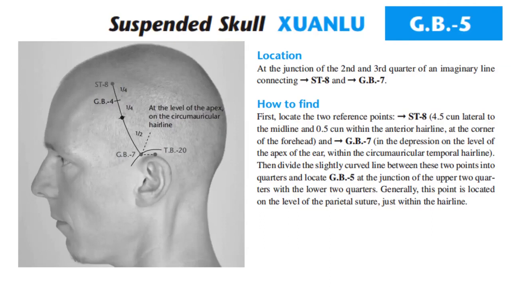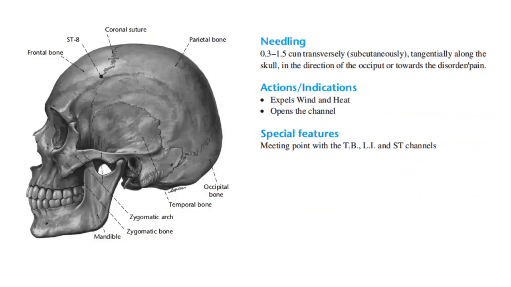Generally, this point is located on the level of the parietal suture just within the hairline. Needling is 0.3 to 1.5 tsun transversely or subcutaneously along the skull in the direction of the occiput or towards the disorder or pain. Actions, indications: expels wind and heat, opens the channel. Special feature: meeting point with the TB, LI, and stomach channels.